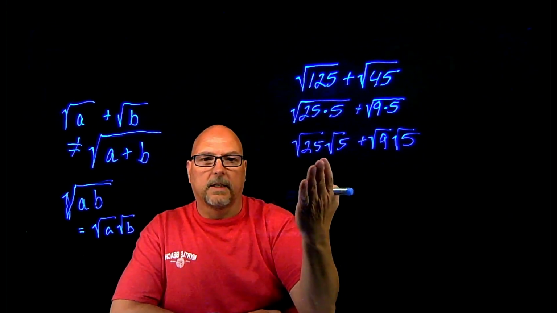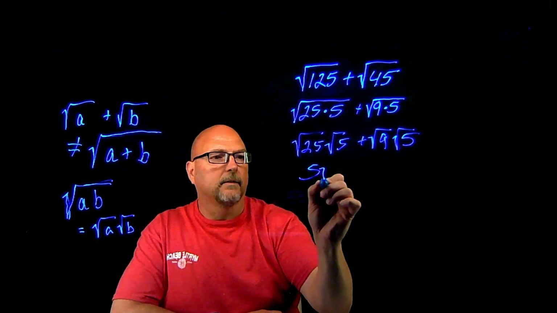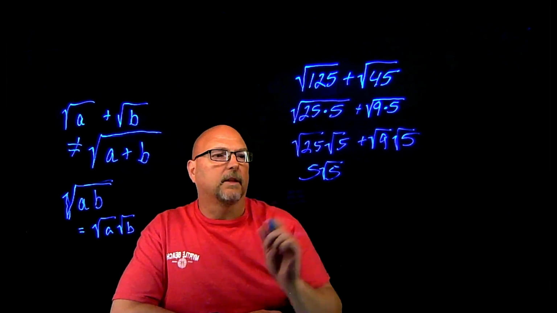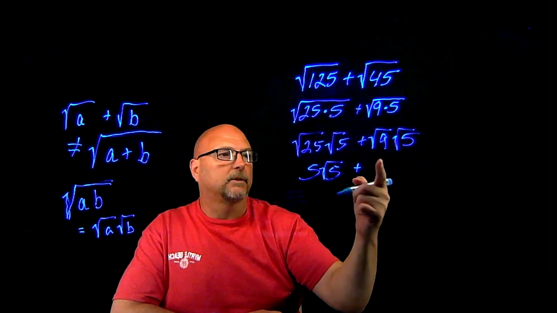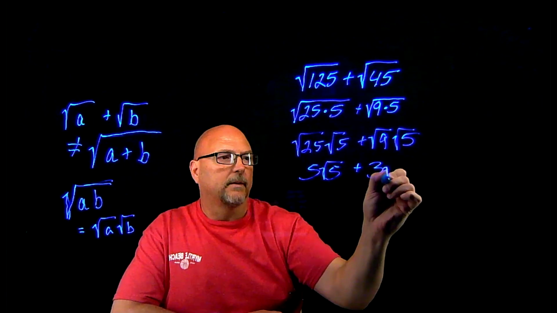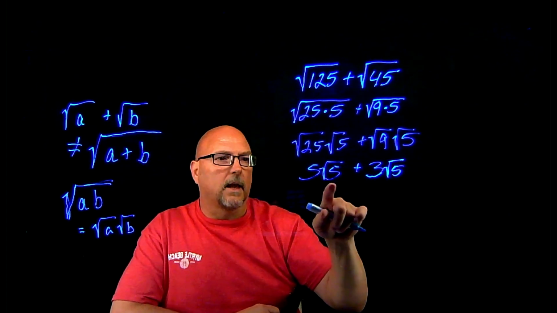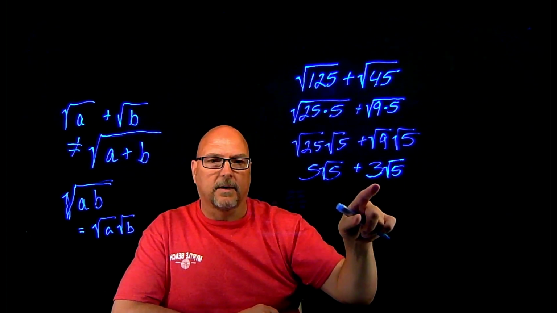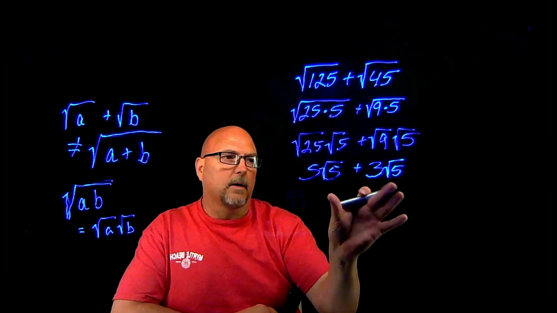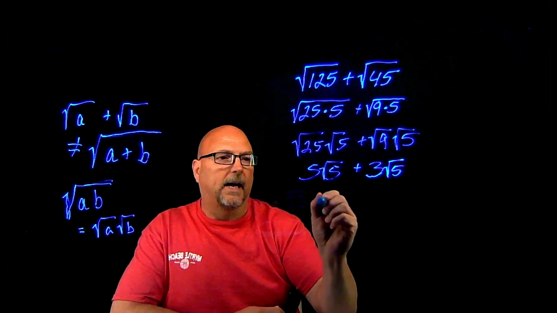Okay, so we know the square root of 25 is 5, so go ahead, write that in. 5 times the square root of 5, plus we also know that square root of 9 is 3. And that's still being multiplied by the square root of 5. So you could look at these as like terms, root 5 and root 5, 5 of them here and 3 of them here, makes 8 of them. But what we're technically doing is factoring out the root 5.